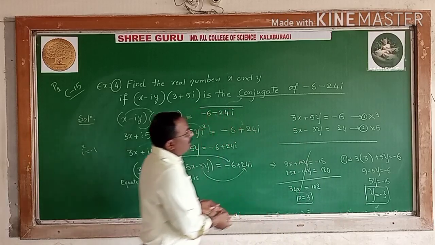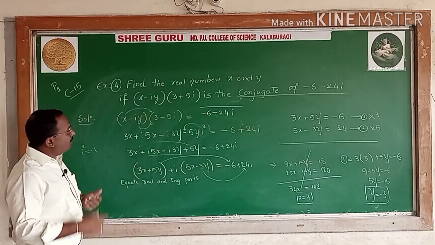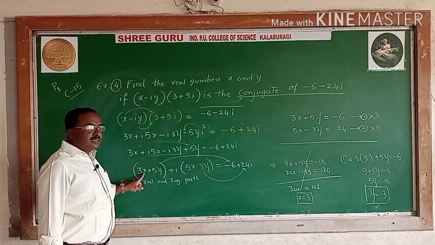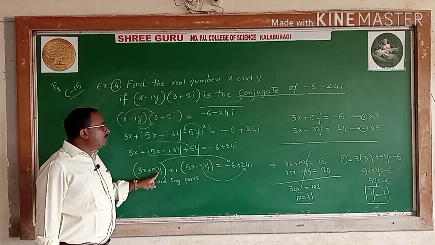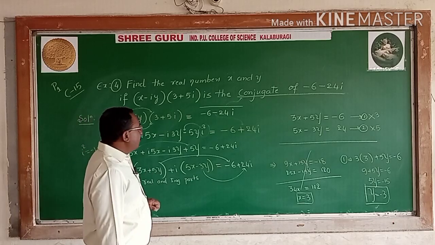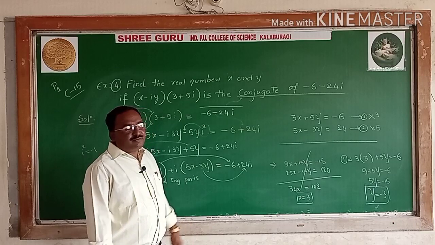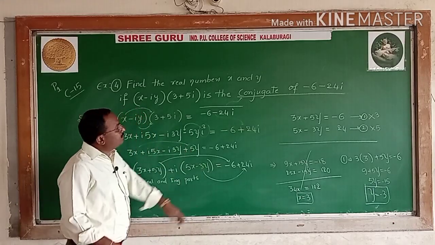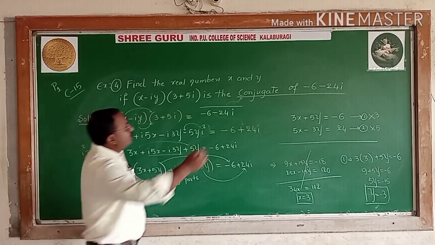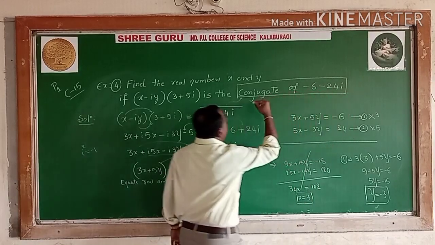Verify whether the x value and y value are correct or not. If x is plus 3 and y is minus 3, 3 3s are 9, 5 into minus 3 is minus 15, and 9 minus 15 is what? Minus 6. Yes, the x and y values are correct. Once again I will explain. This is a very important point to keep in your mind: the conjugate of this one is very, very important.